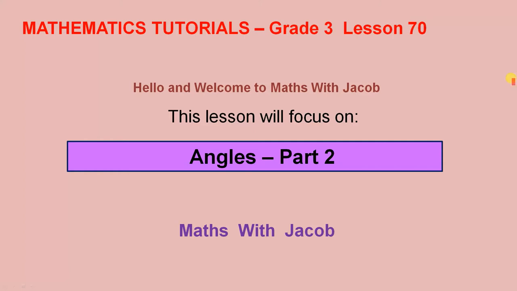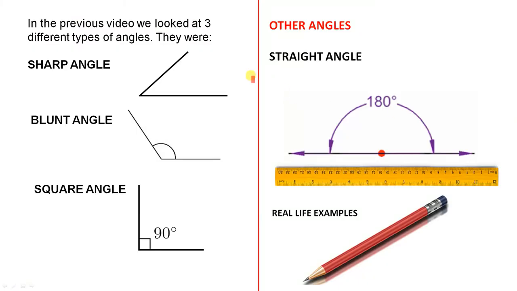This lesson will focus on angles part 2. In the previous video we looked at three different types of angles. They were the sharp angle, that one there, we discussed what that meant and how it looks, the blunt angle, which looks like this, and the square angle, which is 90 degrees.